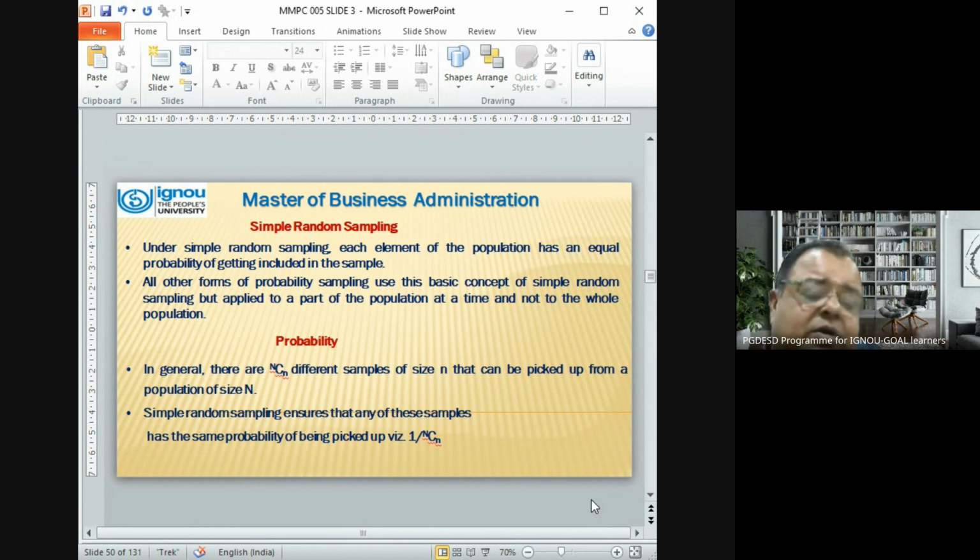Yesterday we were talking about the toss of a coin. There were two outcomes, either tail or head. The question was, what is the probability of getting a head? So what we did, 1 upon 2. So here NCn is that 2.